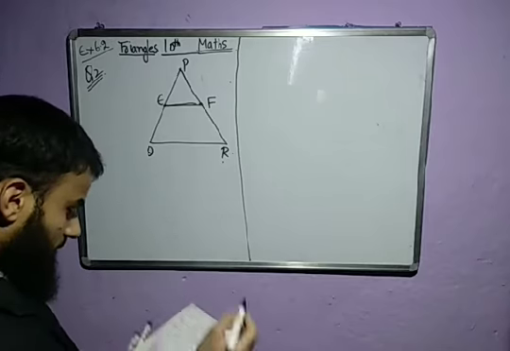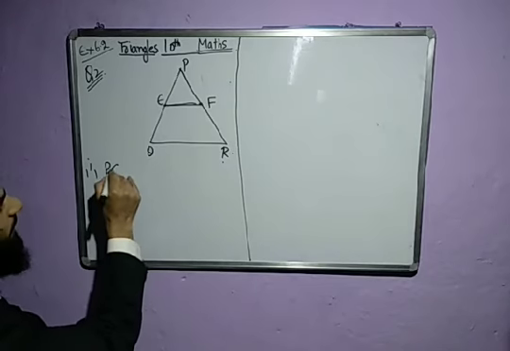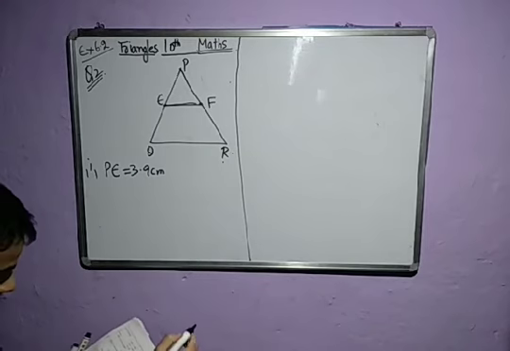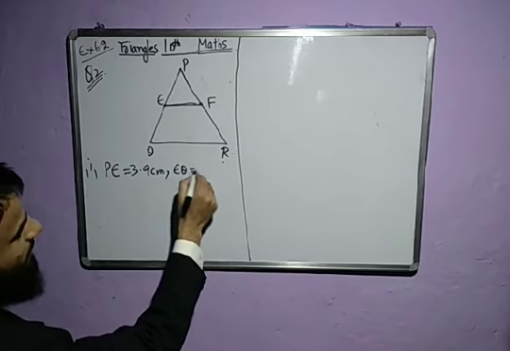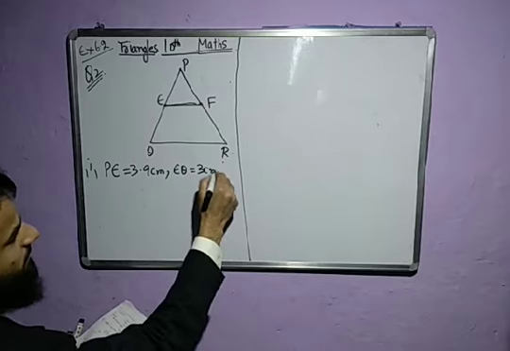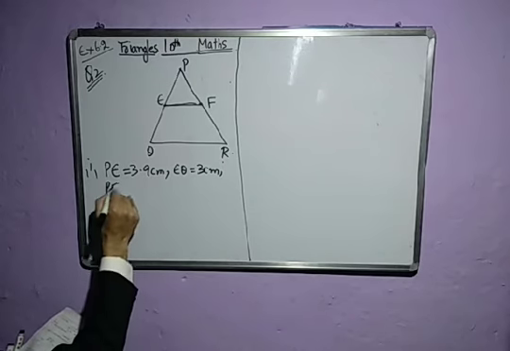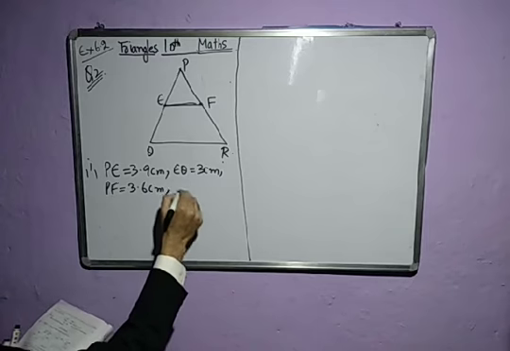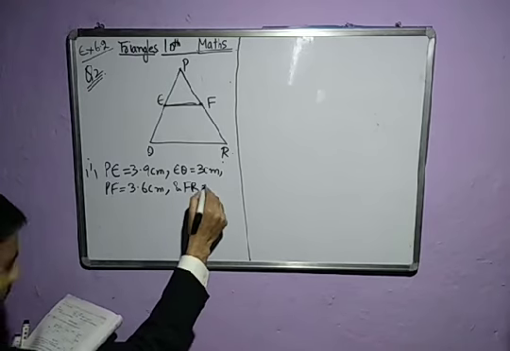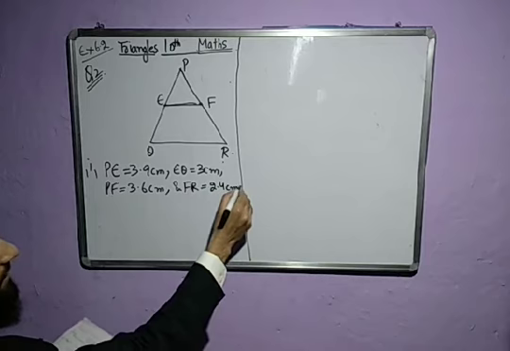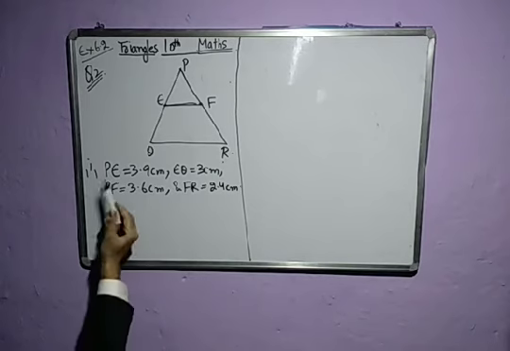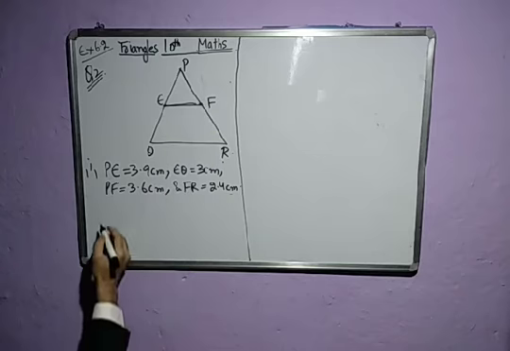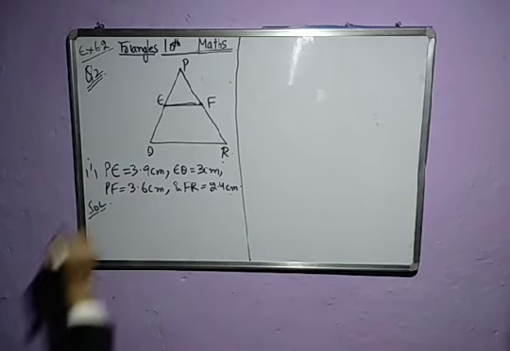So the first case is PE is equal to 3.9 centimeter, EQ is equal to 3 centimeter, PF is equal to 3.6 centimeter, and FR is equal to 2.4 centimeter. When the sides are given like this, we have to check whether EF is parallel to QR or not. So we'll write the solution.